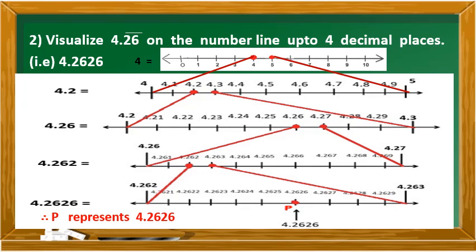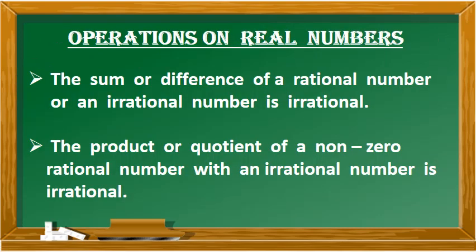Now we have to represent the decimal on this number line. What is that? 4.2626. Represent it by putting P. Let us mark it with any other color and just represent by putting capital P. Now this P represents 4.2626 on the number line. We have learned how to represent decimal expansions of rational numbers on the number line. Very soon you will be learning how to represent irrational numbers also on the number line.